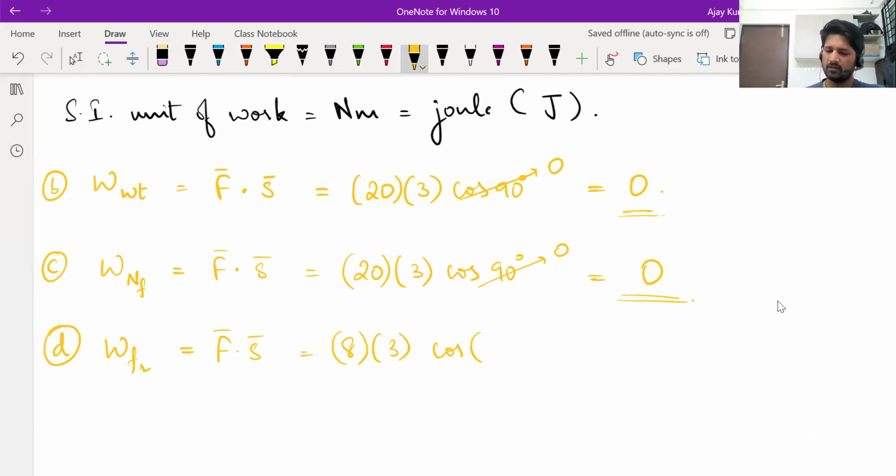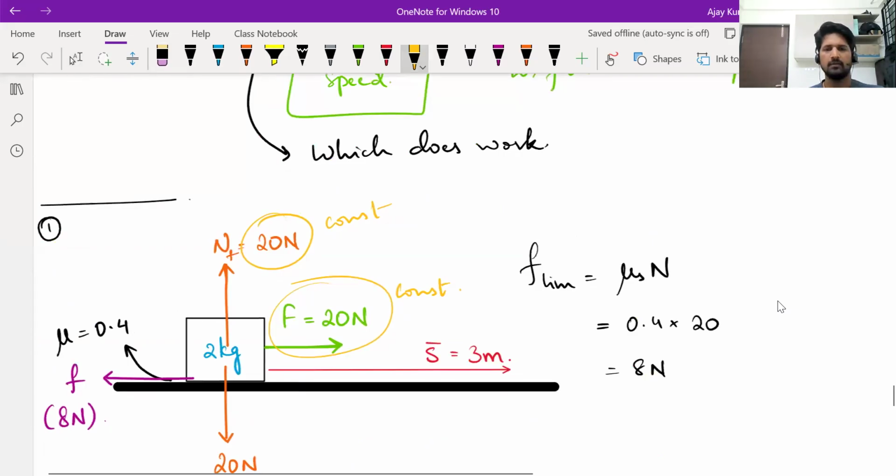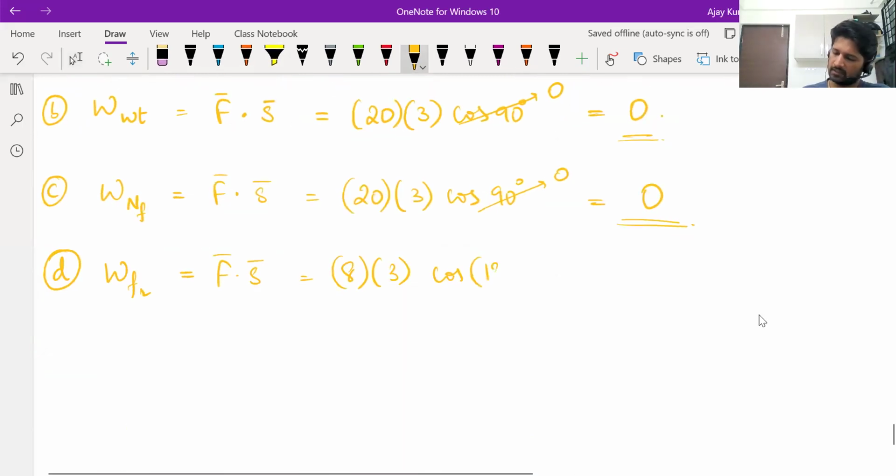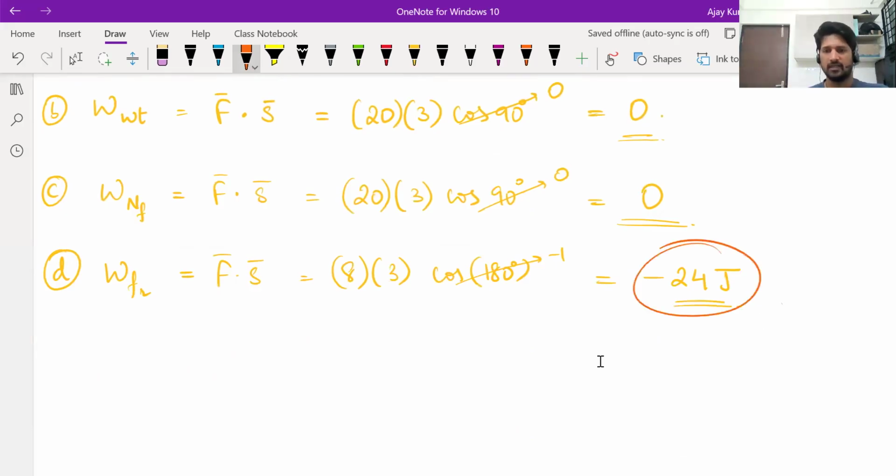What is the angle between friction and displacement? Anyone? 180 degrees. And cos 180 degrees is -1. So the work done by friction will be minus 24 joules. Now observe this. We got work done by one of the forces as negative. I told you at the beginning that work is nothing but transfer of energy.